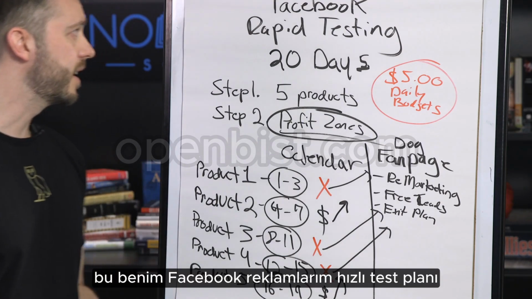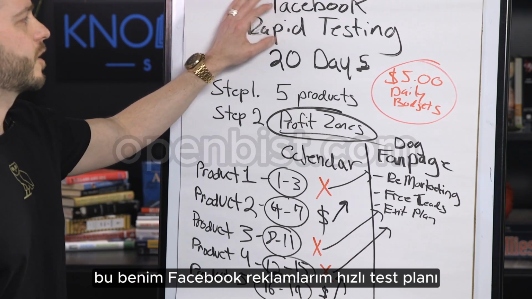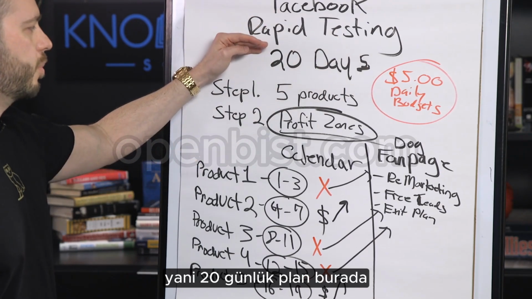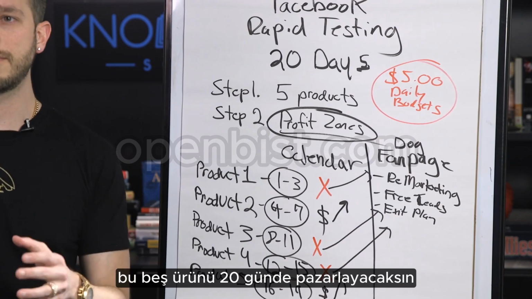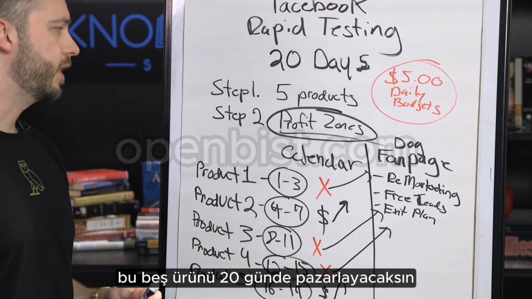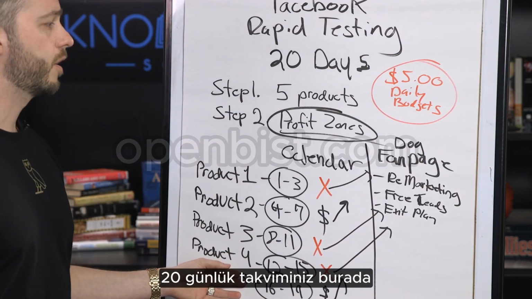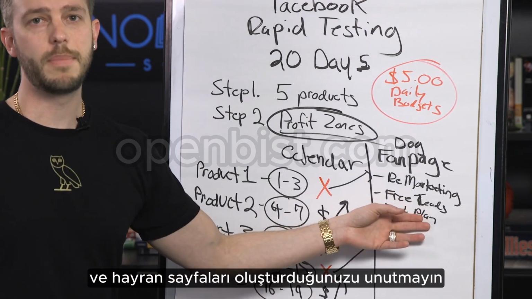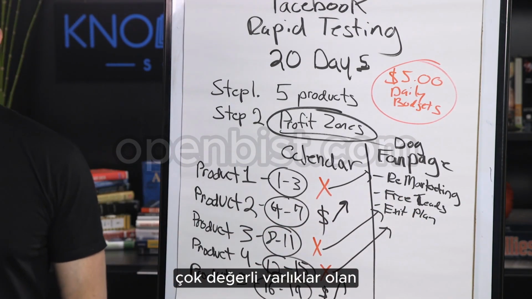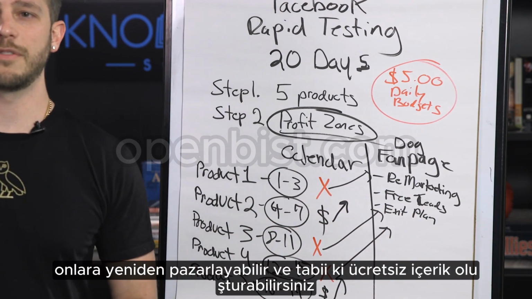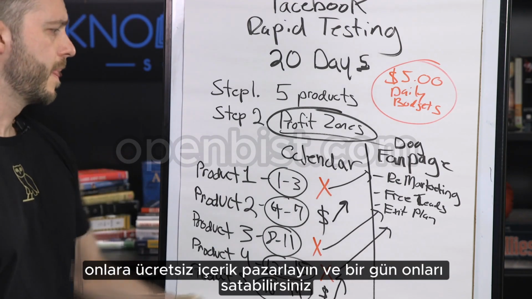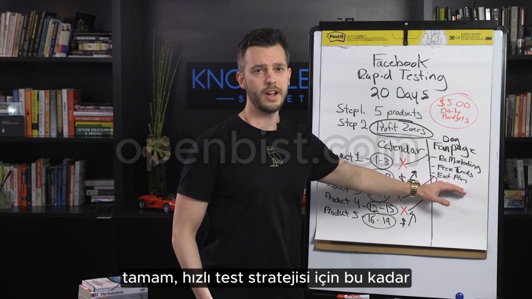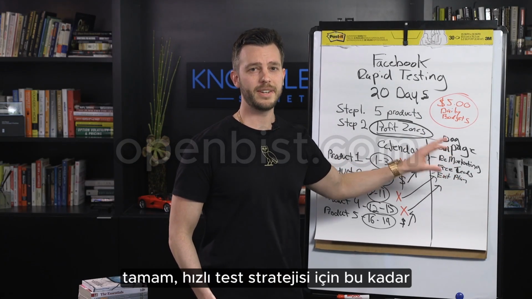All right, so this is my Facebook ads rapid testing blueprint. It's a 20-day blueprint right here. Remember, you got to start with 5 products. You're going to market those 5 products over 20 days. You've got your 20-day calendar here. And remember, you're building up fan pages, which are very valuable assets. You can remarket to them. And of course, market free content to them. And one day you can sell them. All right, so that's it for the rapid testing strategy.